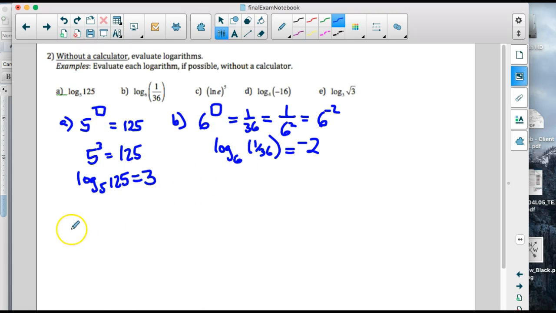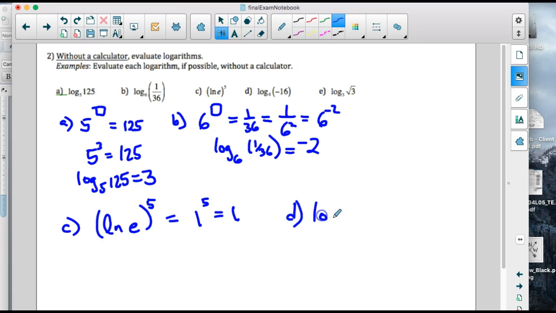All right, in part C, you're supposed to recognize that ln and e are inverse functions. So basically ln of e is equal to 1 because they're inverse functions, so 1 to the 5th power is 1.